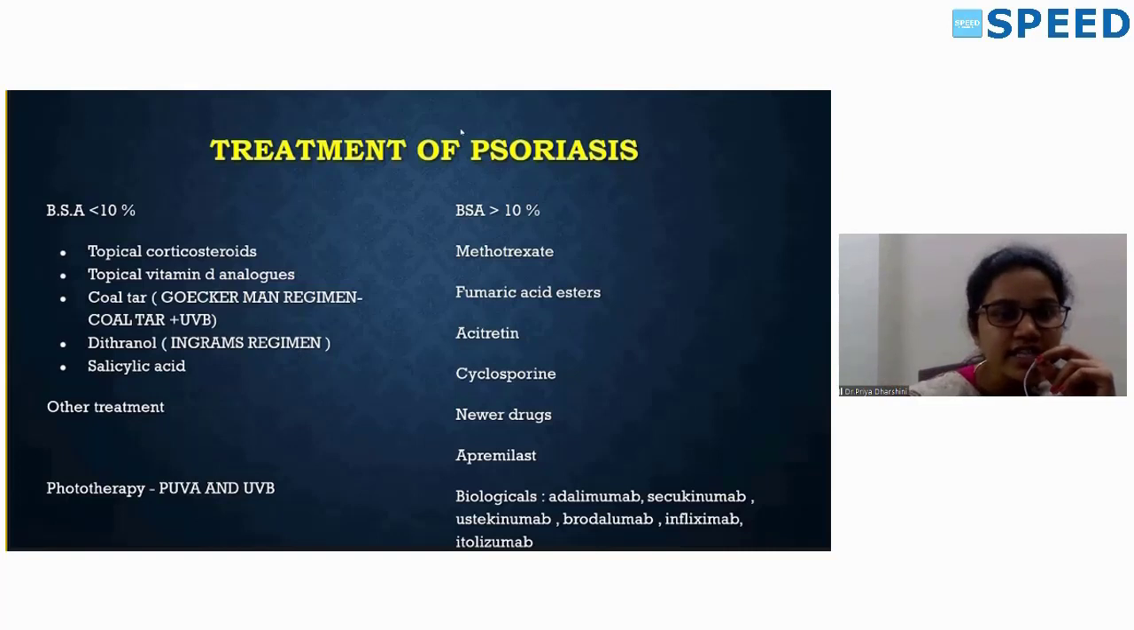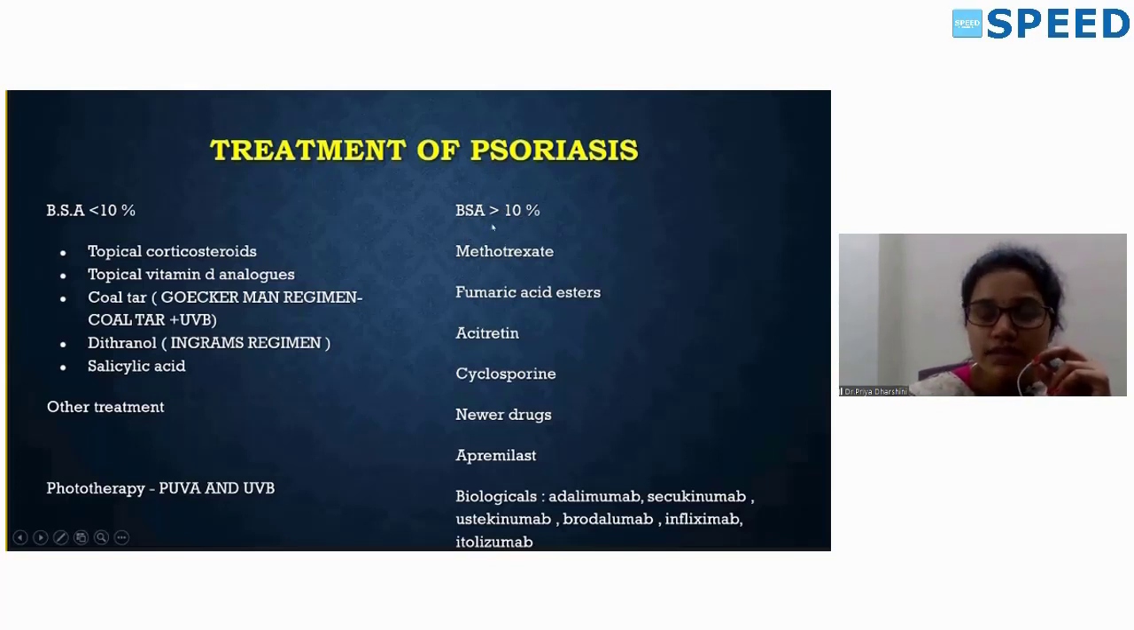If the patient has generalized body surface area involvement, with lesions here and there but the whole body involved, then you can expose the patient to phototherapy, UVA and UVB therapy. This patient will also respond well to phototherapy. And then you have severe psoriasis.